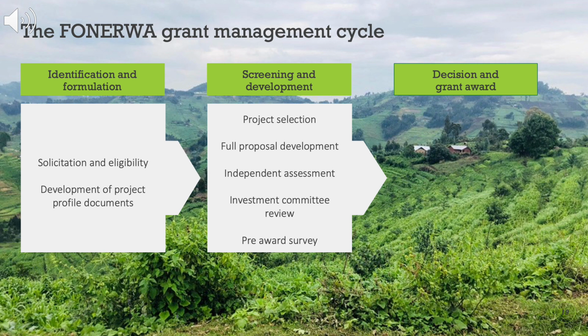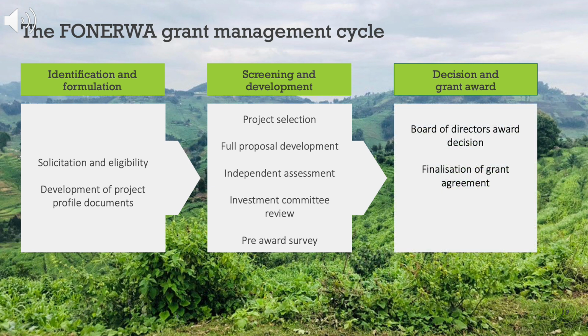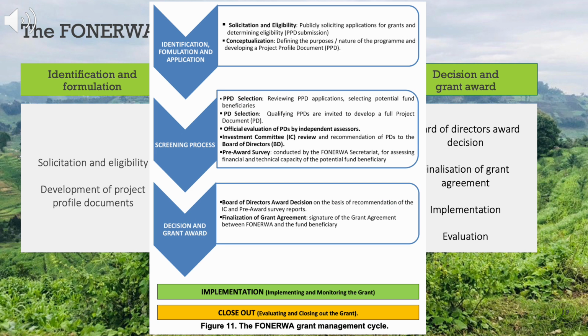Qualifying projects are invited to develop full project documents, and these are surveyed by FONERWA Secretariat for financial and technical capacity. Third, a decision and grant awarding stage overseen by a board of directors, which will then initiate the project and oversee implementation and evaluation. Implementation is carried out by the local actors with monitoring and evaluation from FONERWA. This flow diagram was used in the Rwanda application to showcase the process.